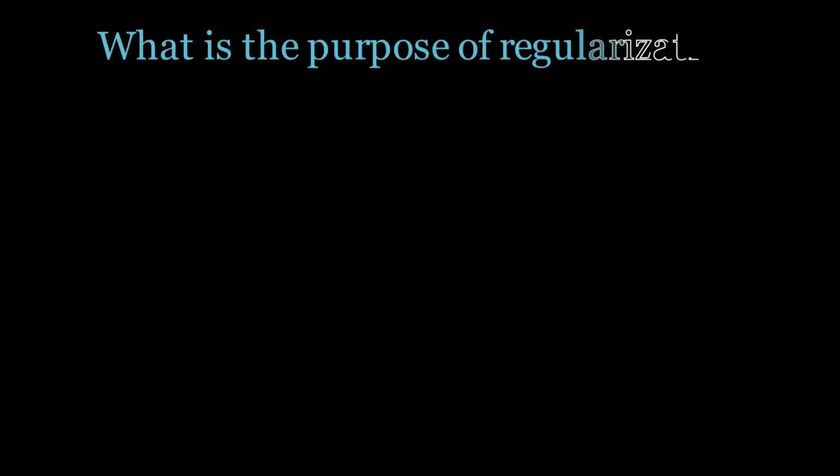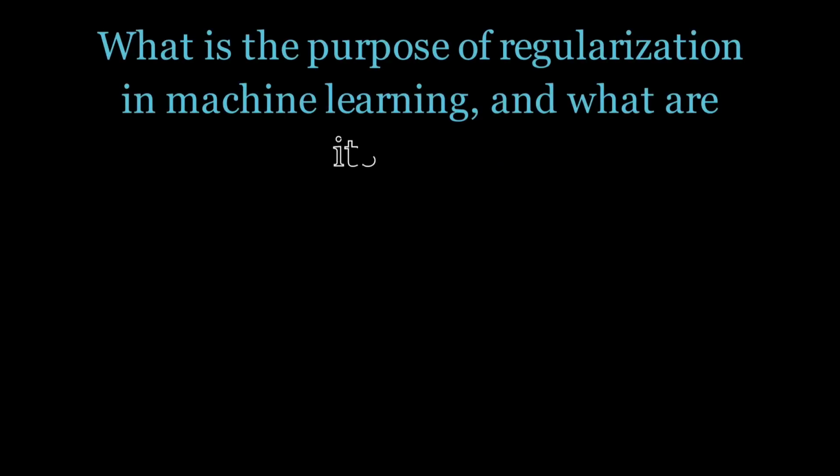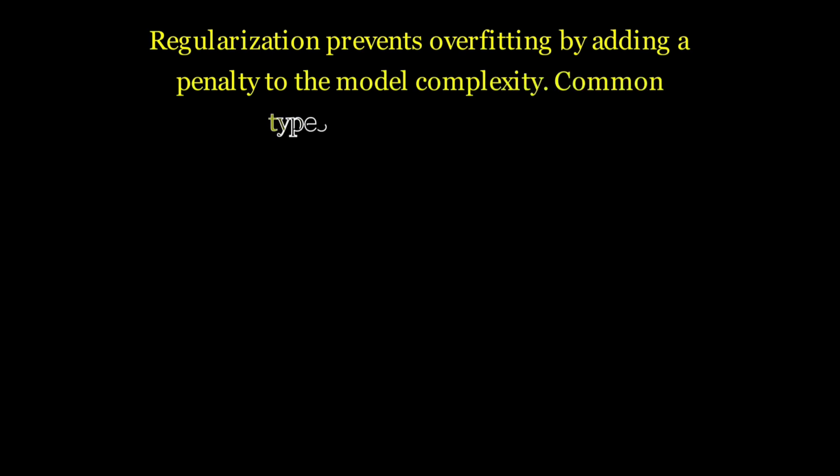What is the purpose of regularization in machine learning and what are its types? Regularization prevents overfitting by adding a penalty to the model complexity. Common types are L1 (lasso) and L2 (ridge) regularization.